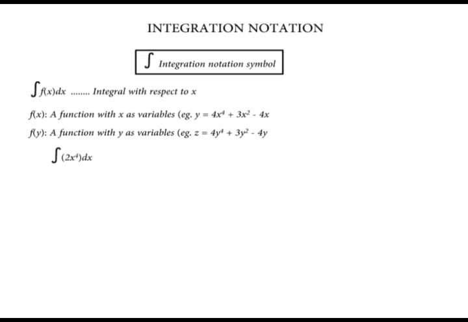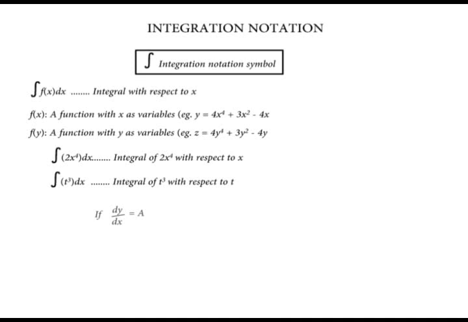And so this means the integral of 2x to power 4 with respect to x. This means integral of t cubed with respect to t. The function to be integrated is called the integrand, and the outcome is called the integral. In this case, 2x to power 4 and t cubed are the integrands. In differentiation, we say the derivative of. In integration, we say the integral of.